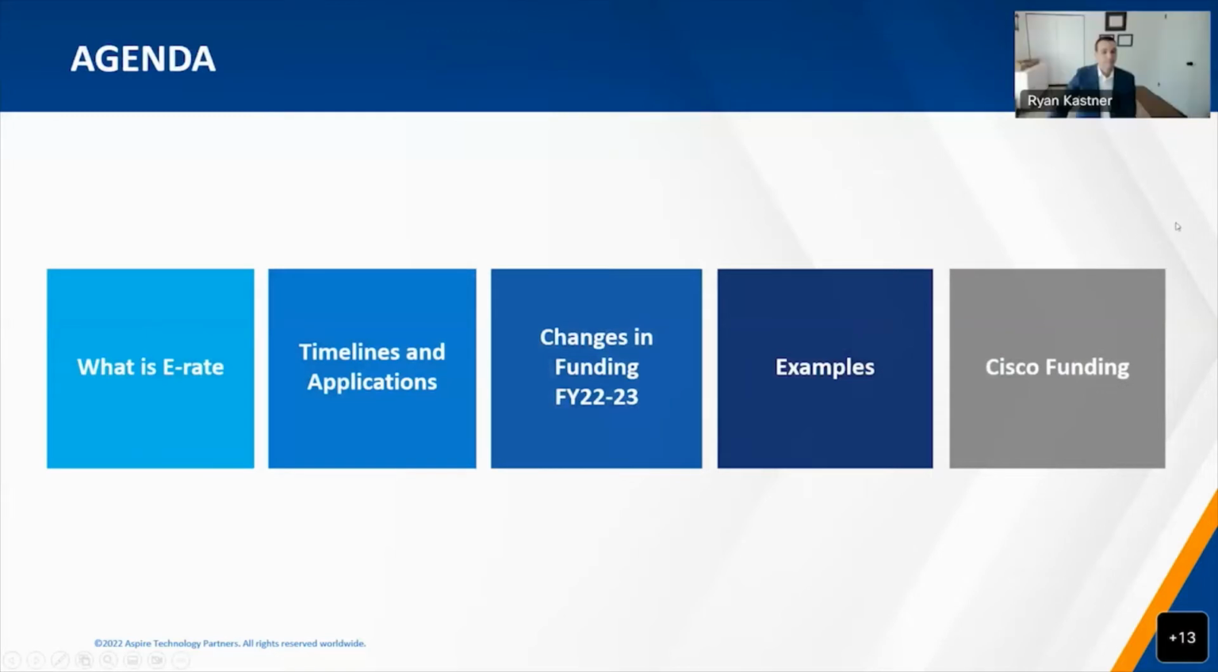So what we're going to talk about first in this particular webinar is what is E-Rate. We'll talk about some of the timelines and the types of applications, and then also some changes in funding. And I'll give you some examples, and then we're going to transition over to Vince, who's going to help you understand some of the grant opportunities that are available to you, and how Cisco can help you better access those monies.